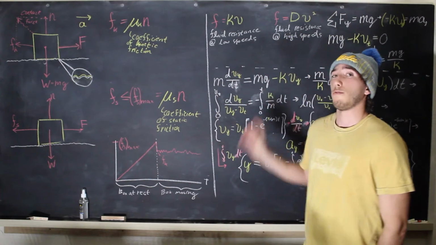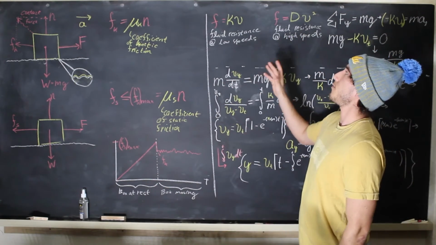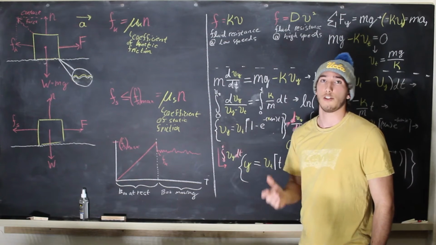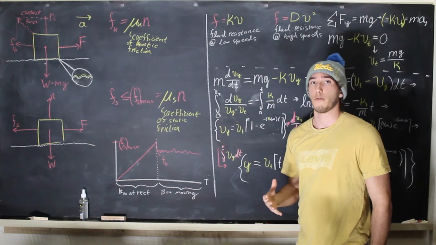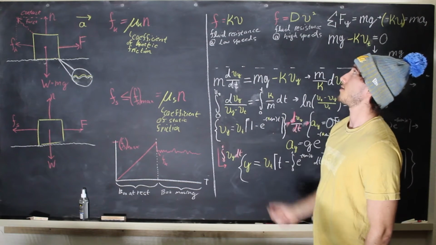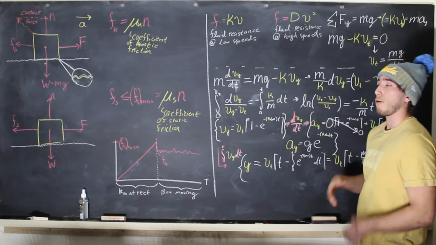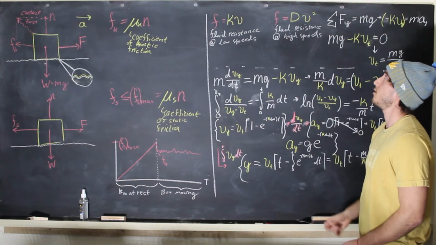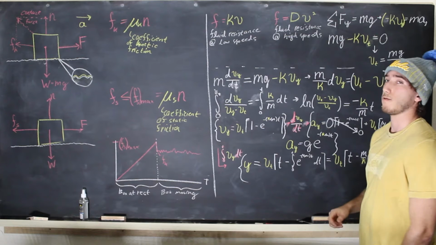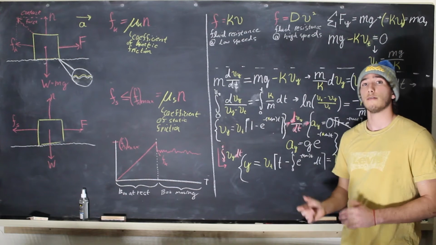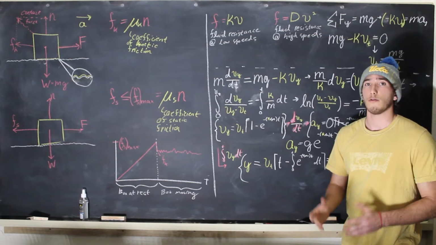For small objects moving at low speeds, we denote this fluid resistance as kv, where k is a constant proportional to the shape and size of the object and the properties of the fluid, and v, of course, is the velocity of the object. For fluid resistance for large objects at high speeds, we denote it by d times v squared, where d again is proportional to the shape and size of the object and also the properties of the fluid.